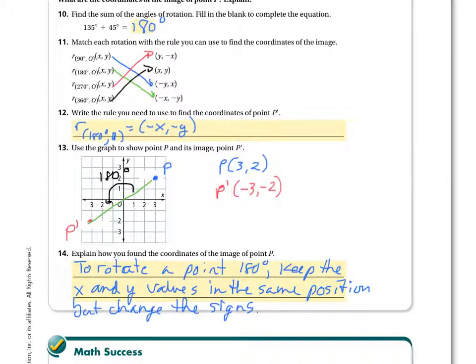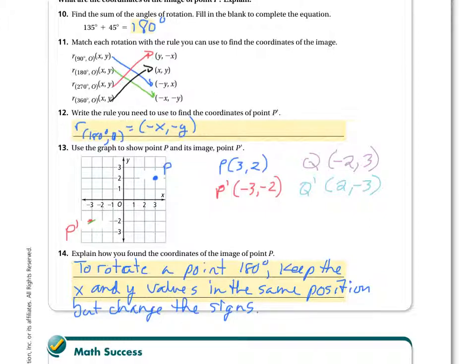So if we did, let's go ahead and put in here Q. Let me get that out of the way, and I'm going to erase this as well. So let's say that Q is negative 2, positive 3. What would Q prime be? Q prime would be positive 2 but a negative 3, right?